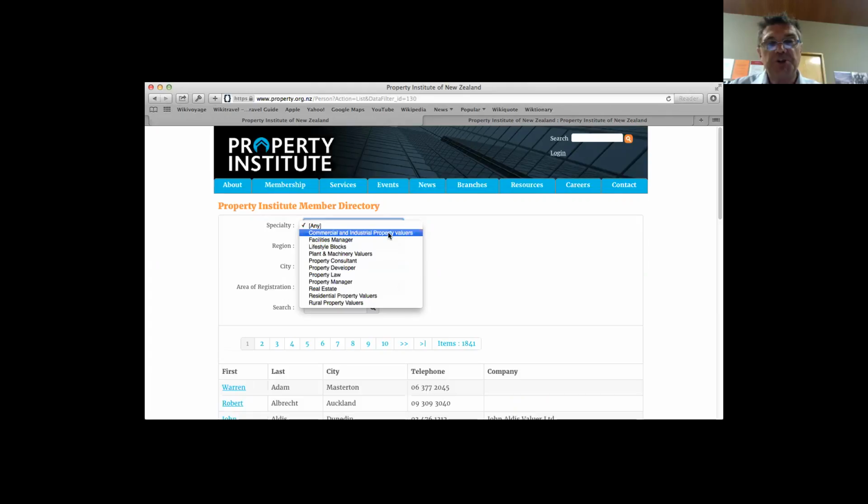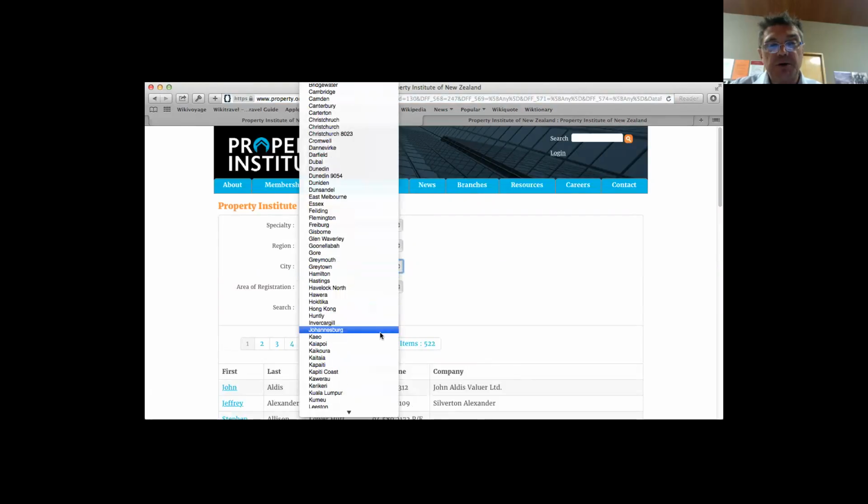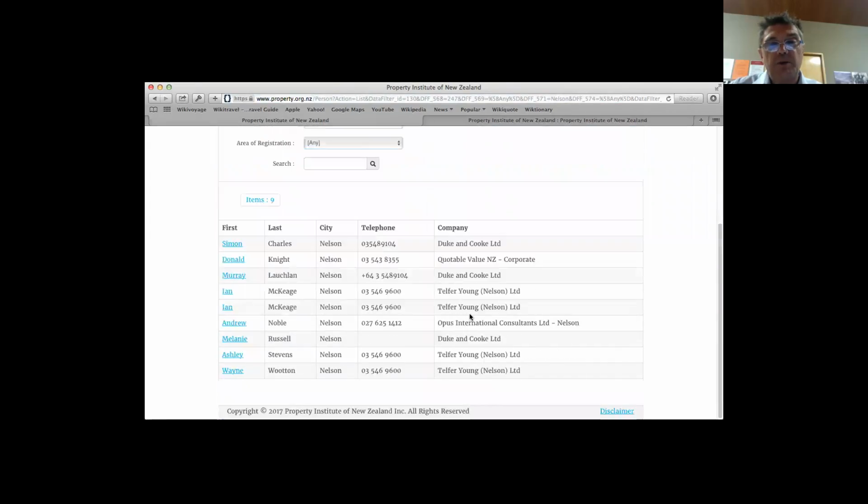It's probably a commercial industrial property, if it's an investment property, but it might not be. It might be rural, it might be residential. Let's suppose it's commercial and industrial. City, I'll say Nelson, because that's near where I am, and it means we won't get too many. And we've got 8, and Ian McKee is listed twice. I don't know how that happened.